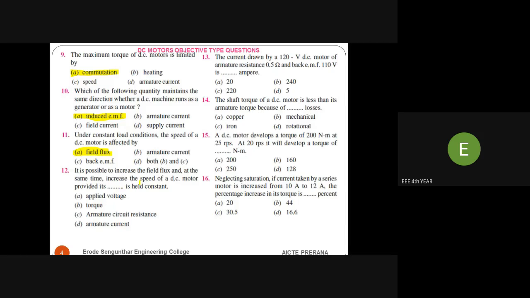It is possible to increase the field flux. So to increase the field flux, we can maintain the armature parameters, and one of those parameters is the armature current. The armature current is the correct answer for question number 12. We can keep the armature current constant and vary the field flux.